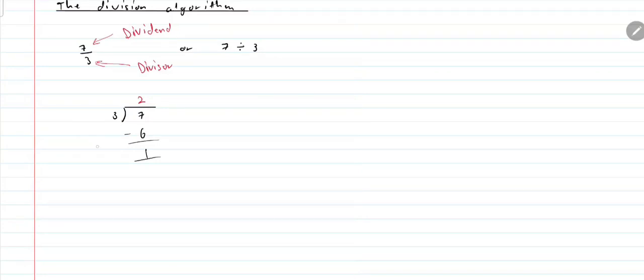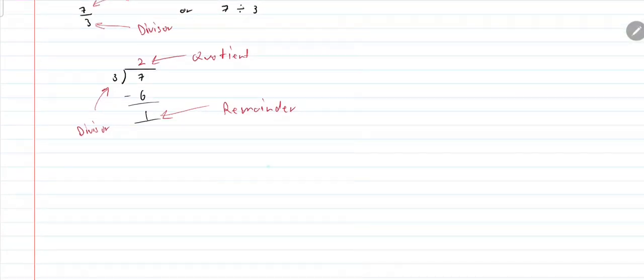Right? Now the 3 here, we know it's our divisor. I had said that earlier. This here is going to be our quotient. And this to the bottom here is the remainder. Alright. Now this should make sense, right? If I say 7 is equal to 3 multiplied by 2 plus 1, everybody would agree.